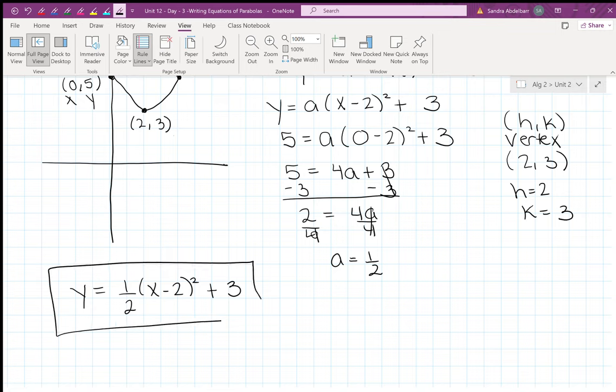Now tell me, in comparison to the parent graph, is this going to be wider, more narrow, or the same? Wider. When A is a fraction, it's wider. When A is an integer, it's more narrow. When A is 1, it is the same.